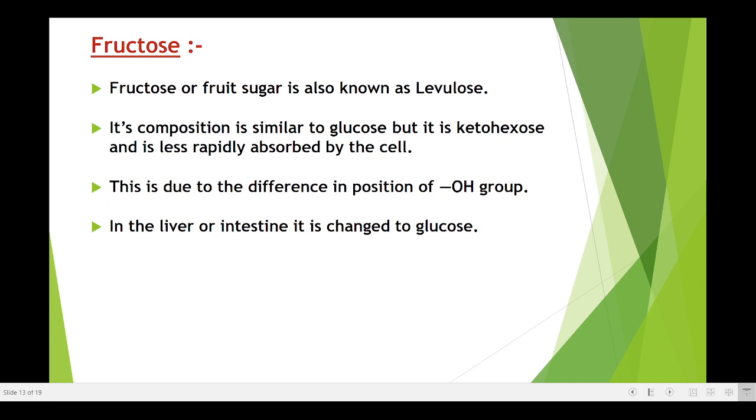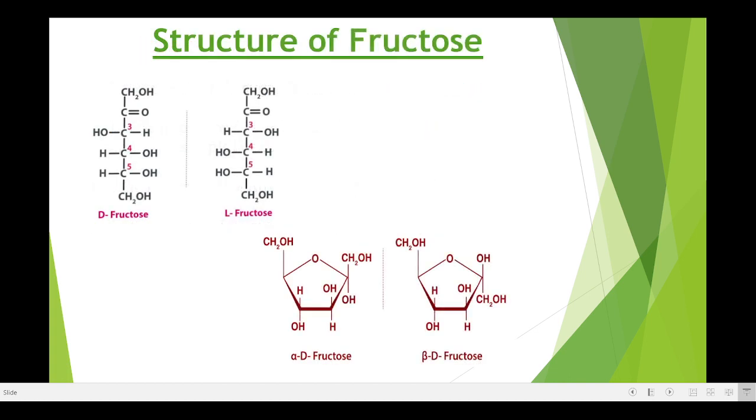Fructose composition is similar to glucose, with differences only in the functional group. Fructose contains a ketone functional group, hence it is called ketohexose, and is less rapidly absorbed by the cell. This is due to the difference in position of the OH group. When fructose enters the liver or intestine, it is changed to glucose. In this slide, we can observe the structure of fructose. Here, we also observe both Fischer's and Haworth structure of fructose.